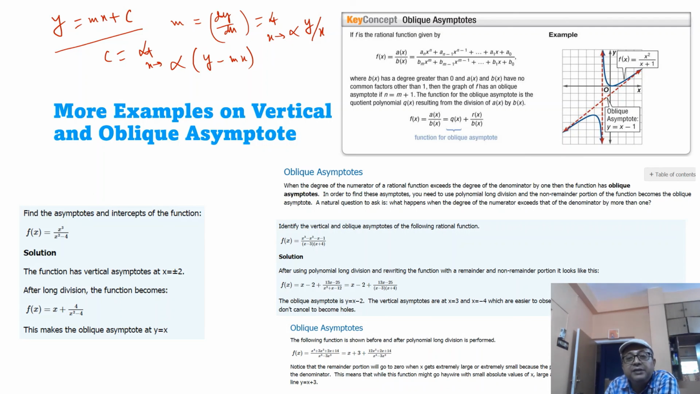It comes very fast. Okay, for this example, f(x) equal to x cube by x square minus 4. On division it gives the result y equal to x plus 4x by x square minus 4. So the oblique asymptote is going to be y equal to x plus 0. Okay, whatever the quotient is, comparing it to y will always give you the oblique asymptote.